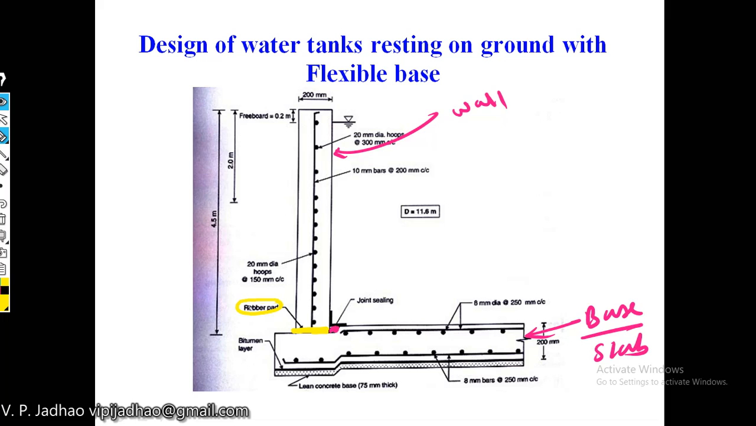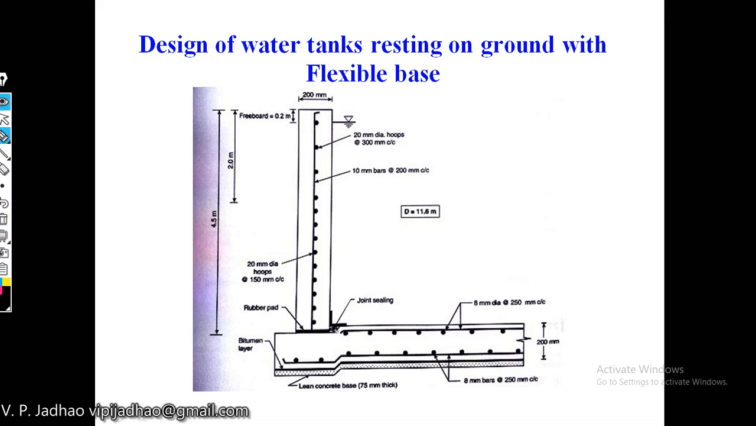We can see some rubber pad is provided. So what will this rubber pad do? Due to water pressure from inward out, this particular wall will be allowed to move slightly away from its original position. Due to this, no moments are developed in this wall, and only hoop tension will be developed. So this rubber pad will allow the movement of this particular wall.